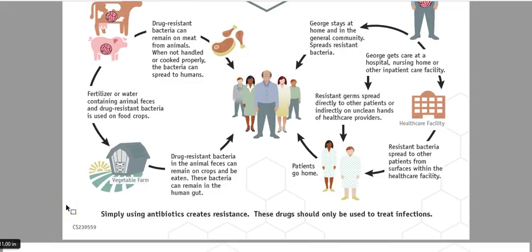Simply using antibiotics creates resistance. These drugs should only be used to treat infections.